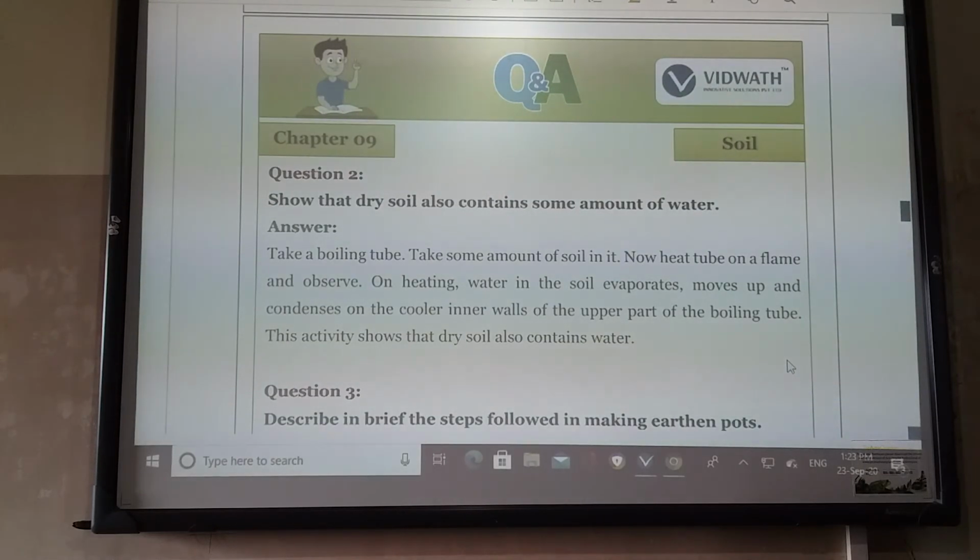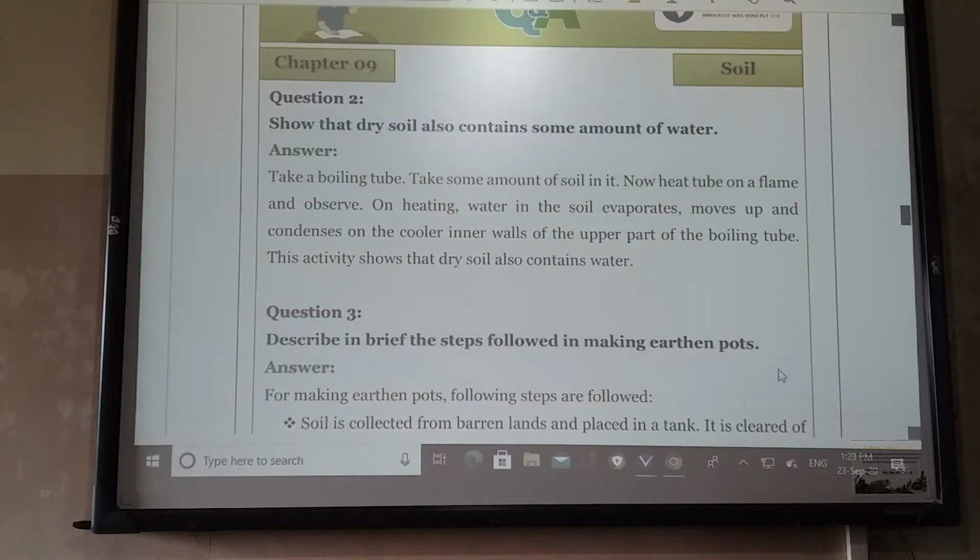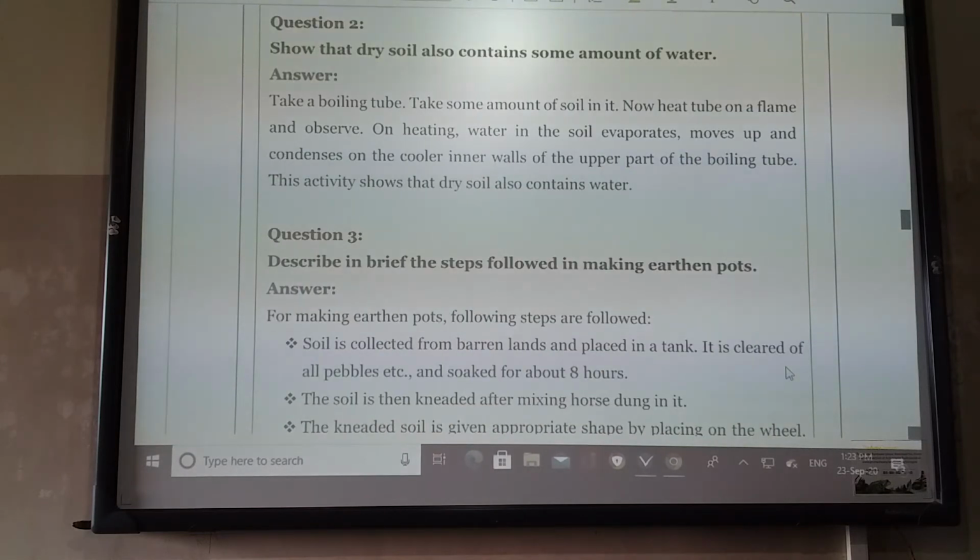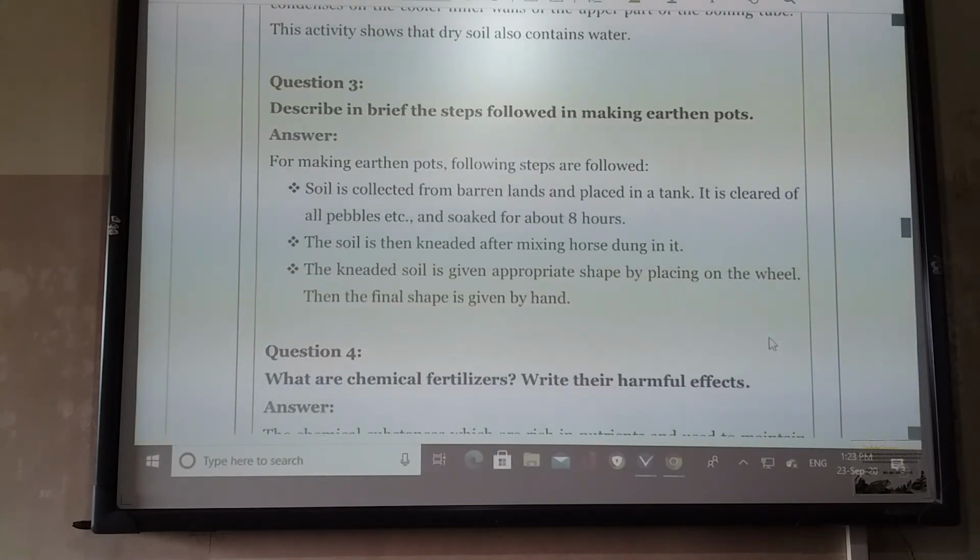Next one is: describe in brief the steps in making an earthen pot. So how are earthen pots made? There are some steps given here. First, soil is collected from barren lands and placed in a tank. Next, it is cleared of all pebbles. Whatever unnecessary particles are there, all the pebbles are cleared, and it is soaked for about 8 hours.